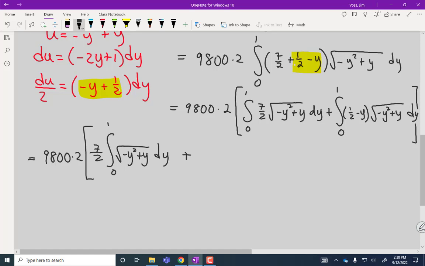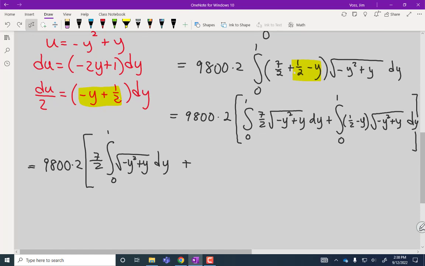And for the second one, let's go ahead and use this substitution that we have here. This substitution, u equals negative y squared plus y. That's inside the square root. And the minus y plus half, that's going to be du over 2. So we'll put the over 2 right there, the du right there, and the square root of u right there. So everyone follow the substitution there? So that, including the dy, all becomes du over 2 times the square root of u. How about limits of integration?